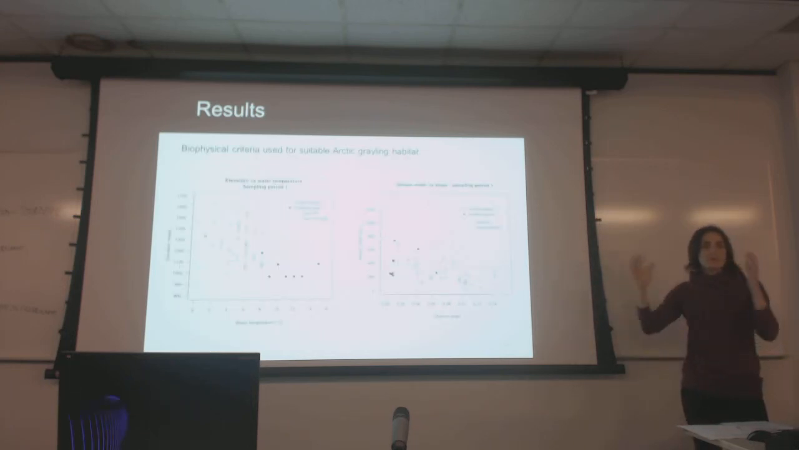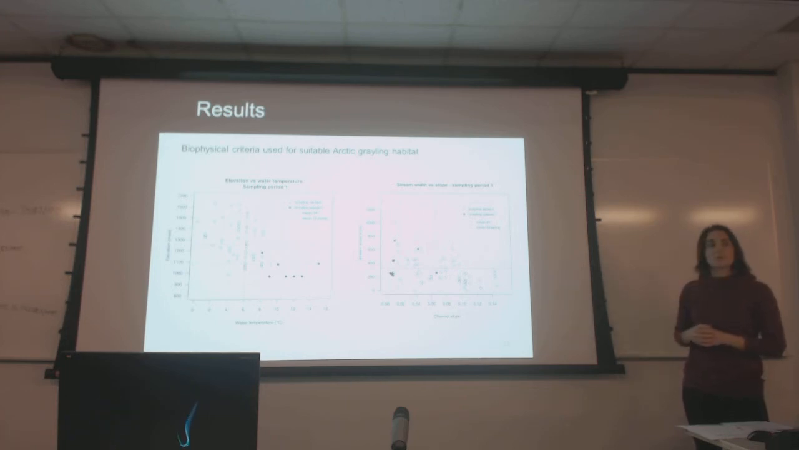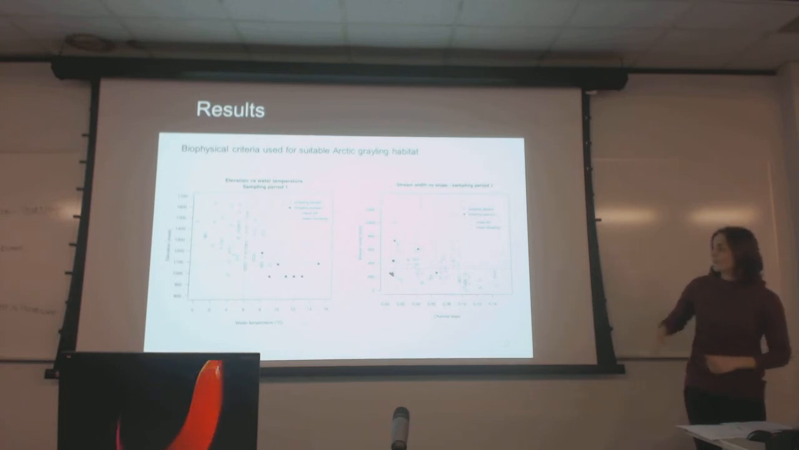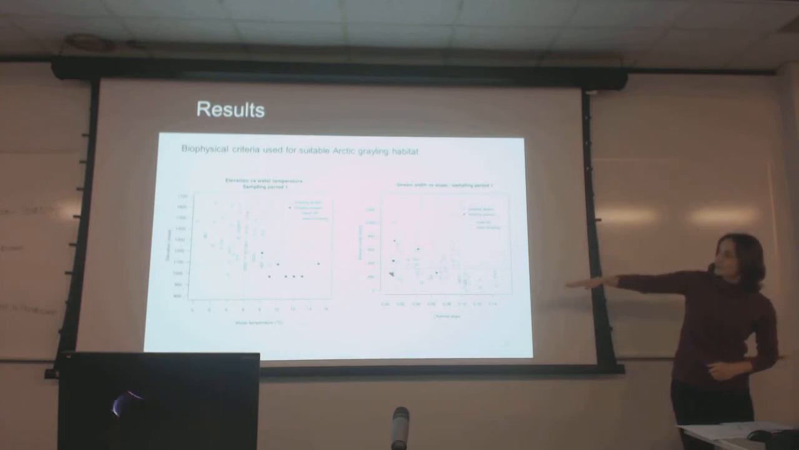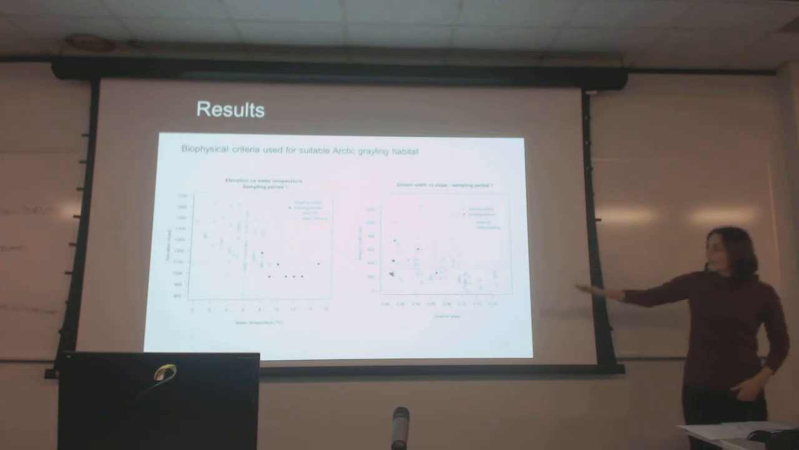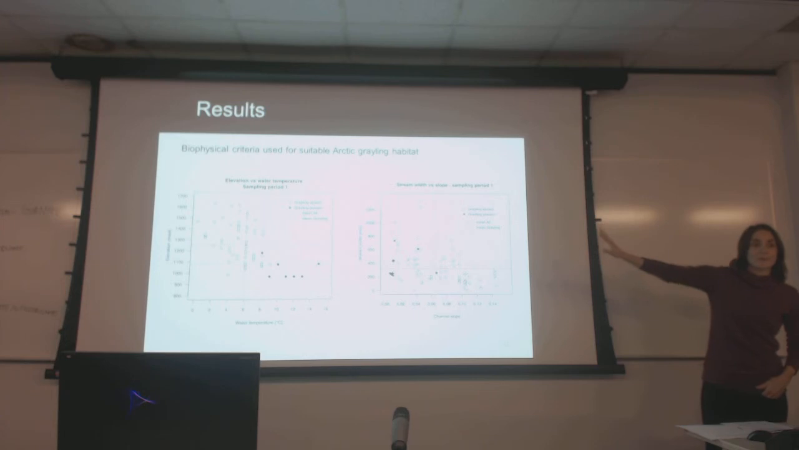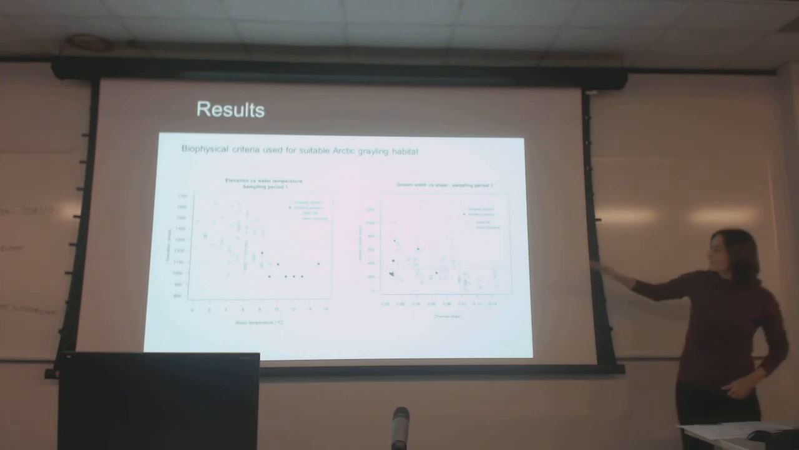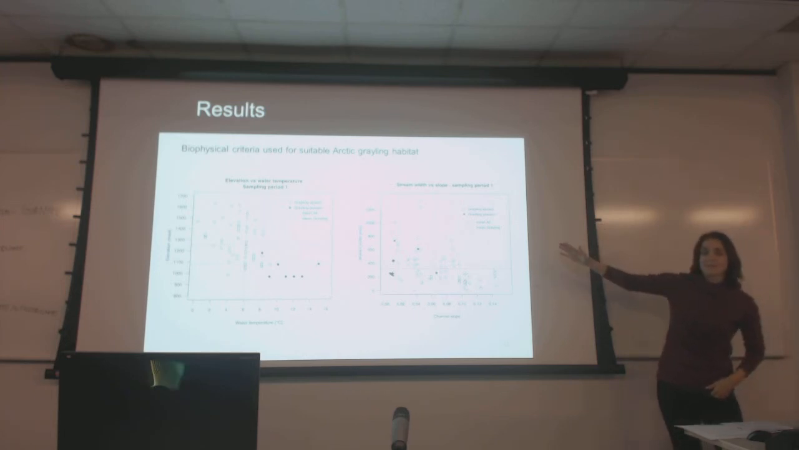And then I looked at some of the major biophysical characteristics that we're looking at on the landscape. So elevation, slope, water temperature. Some of those things we can look at on a broader scale to identify where they are. So there's elevation and temperature in the far one, and stream width and channel slope. Black dots are where we found the grayling, white dots are where we didn't. And then the red line is the mean for all the sites. The green lines are the means for the grayling sites.